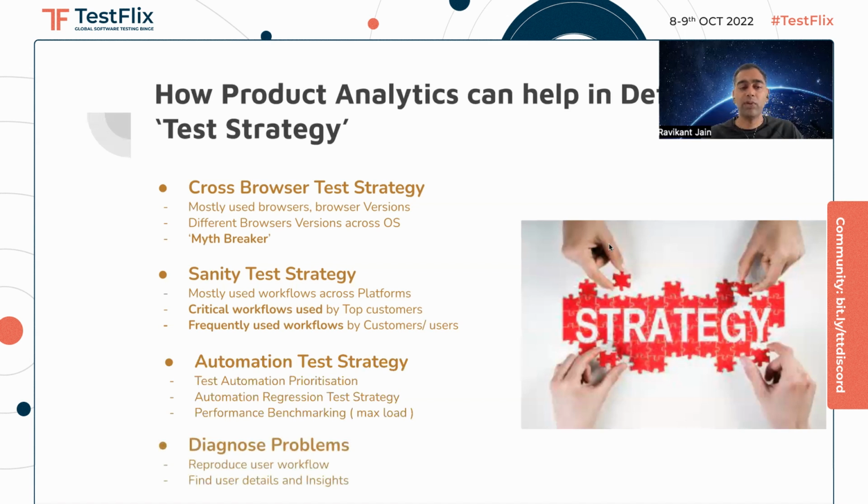It also helps to diagnose problems. If production issues are coming and you want to reproduce some customer workflow, you can see what different actions were taken by the customers, and accordingly try to reproduce that issue. Also, that helps to find out user details such as browsers, devices, or the timestamp and many more. So this is just to give you an idea of how product analytics can be helpful in defining test strategies. This is how we are using it in MyTickle, but there are many more ways. When you start using it, you will probably get some more ideas on how that can help quality engineering.